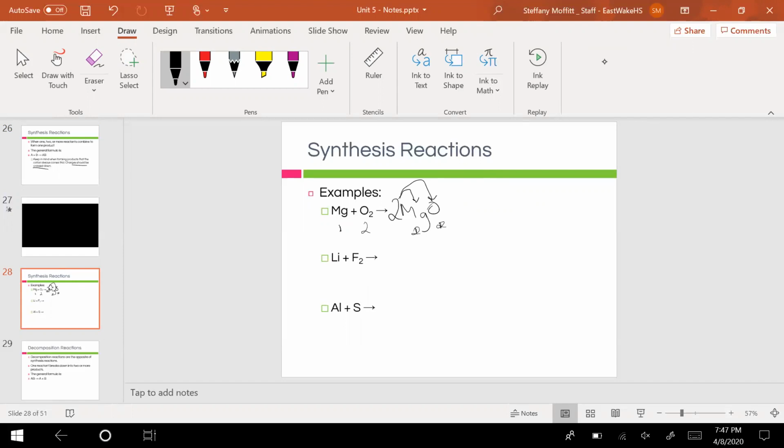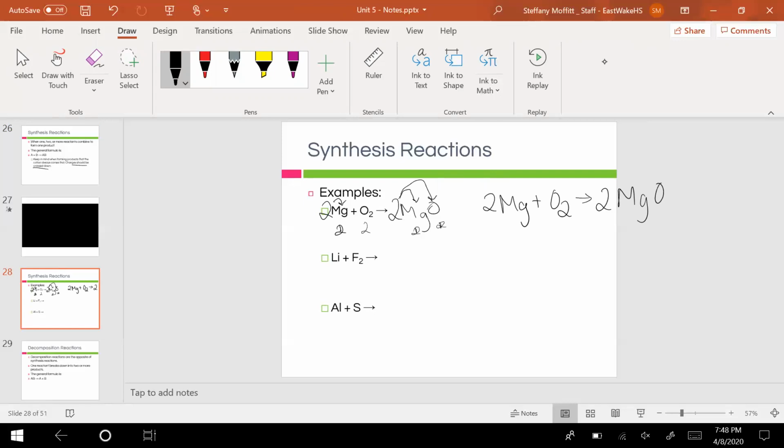So now what I need to do is go back to my reactants, and I'm going to put a 2 in front of that magnesium to give me 2 magnesiums on both sides. So that is a balanced equation. So my final product would be 2Mg plus O2 yields 2MgO.